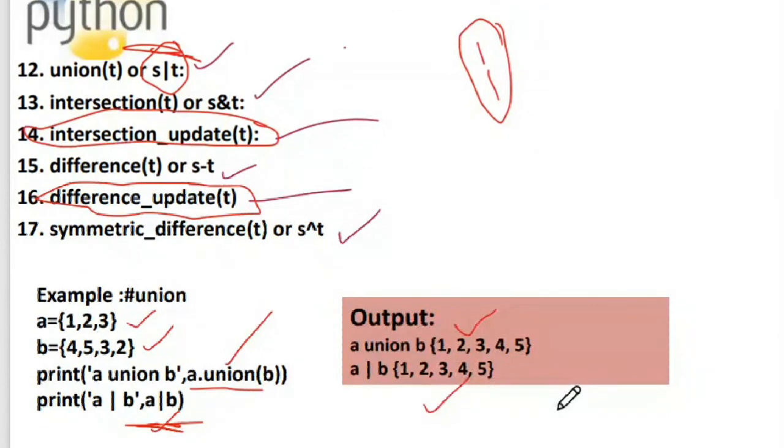So if you want to apply union between two sets, you can use the union method, or else you can use this pipeline symbol to perform the union between two sets. Is this clear, ma'am? Yes, ma'am.